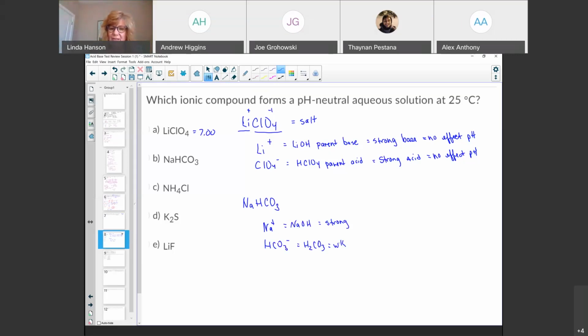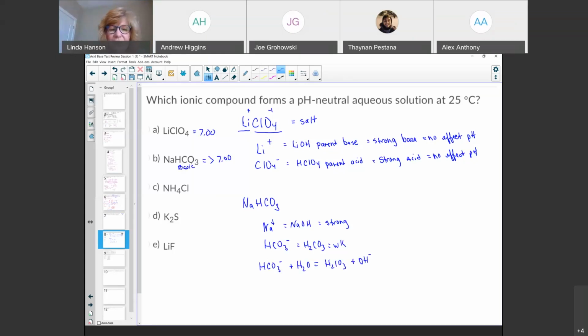So this is telling me that this solution will undergo hydrolysis. And when an anion hydrolyzes, which just means add water and form conjugate pairs, we know the solution will become basic. So this solution is going to have a pH greater than 7. This solution will become a basic solution.